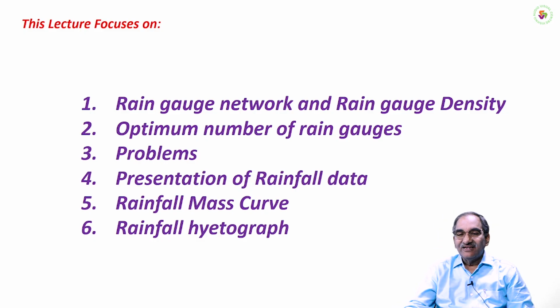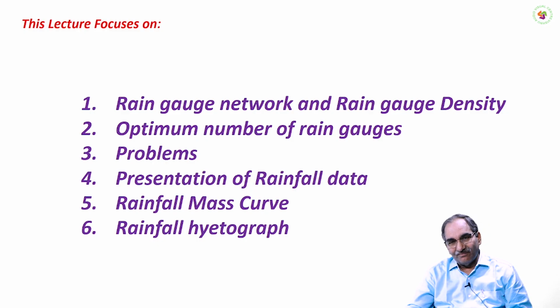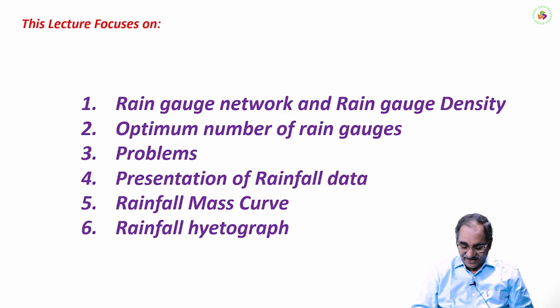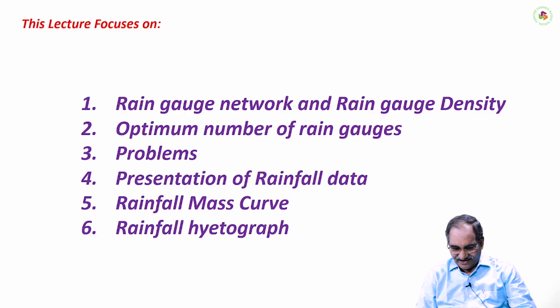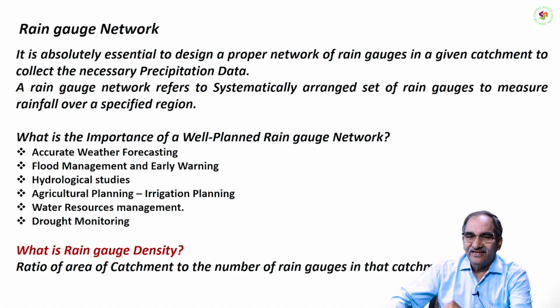In that, only two important aspects have come: the rainfall mass curve and the rainfall hyetograph. So these are the topics that we cover in today's lecture. What is the rain gauge network?